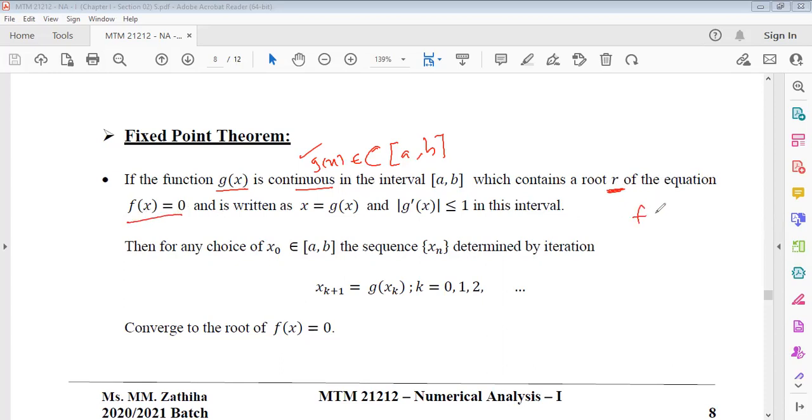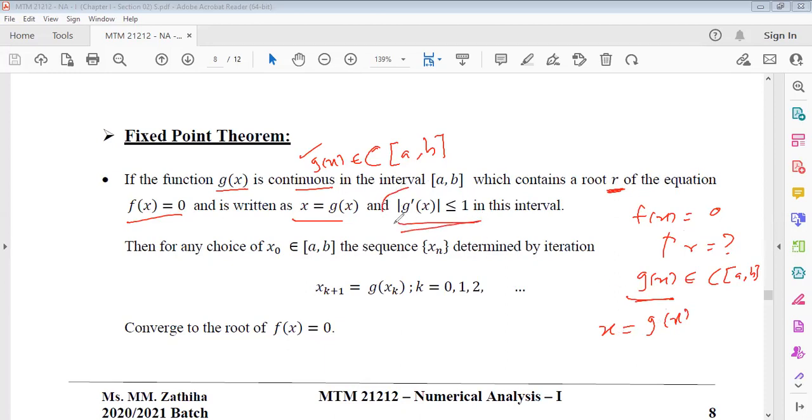They will give you the equation f(x) equal to 0, and we need to find r. There we have to find one g(x), a continuous function within that interval [a, b], written as x equal to g(x), where we equate x equal to g(x). Then there are conditions. This is what I told you earlier.